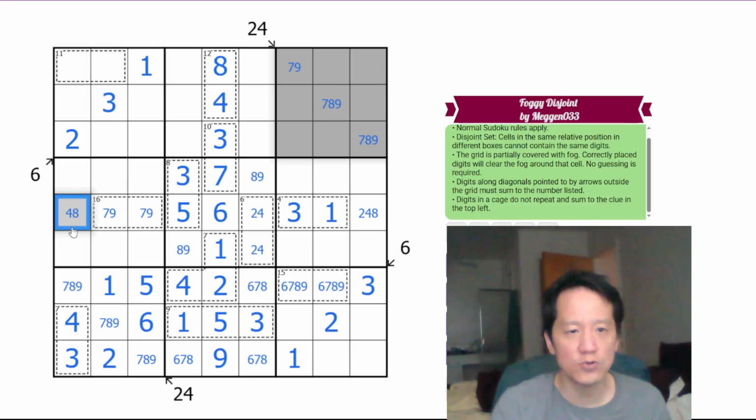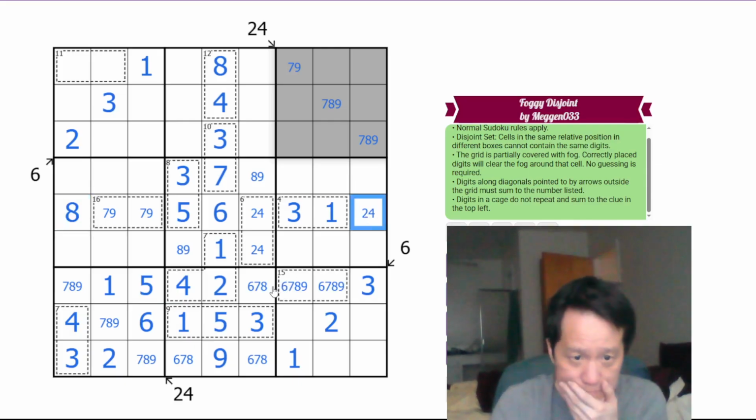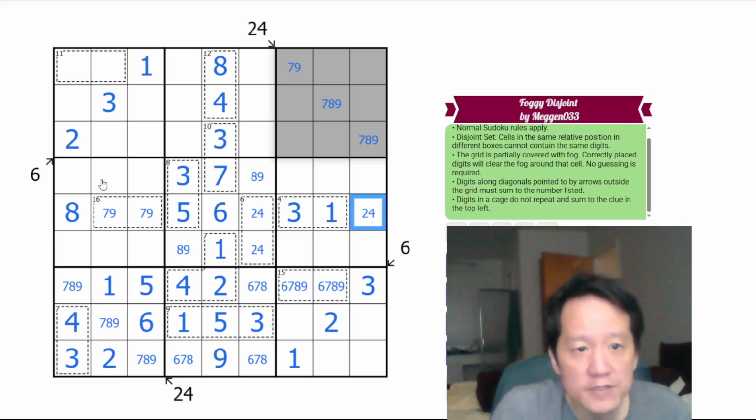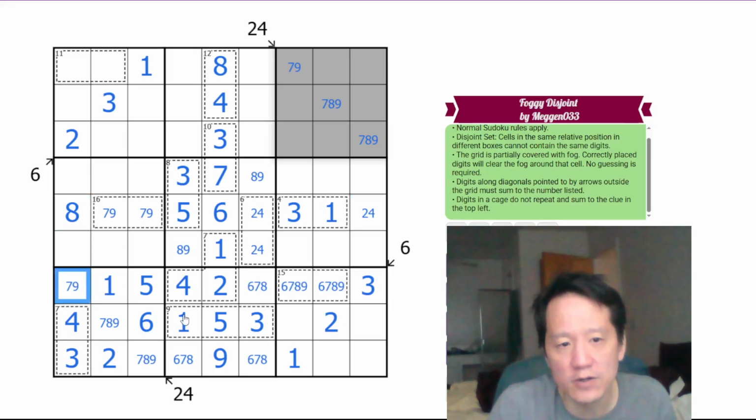This can't be 2 or 4 because of the 2 or 4 in the column. That makes this an 8, which means this can't be 8. This 8 means this can't be 8 here.